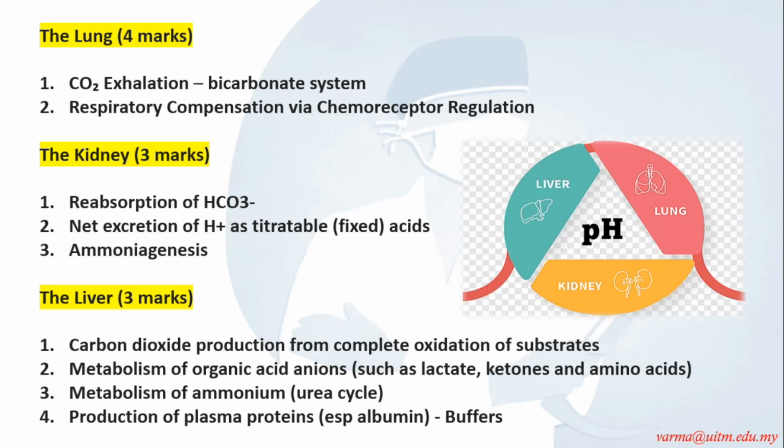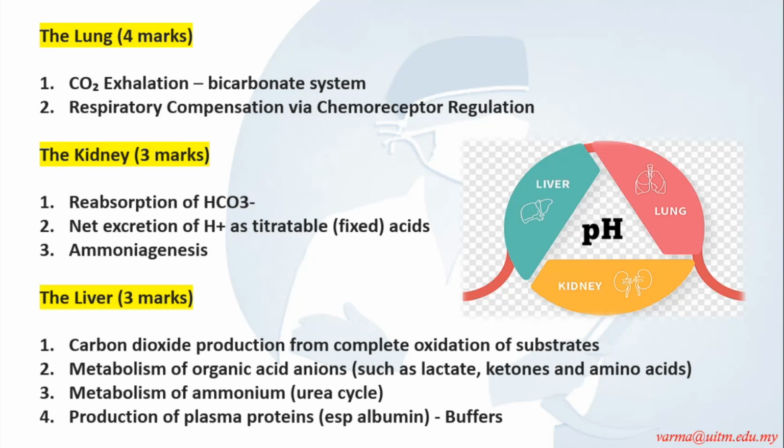Liver is a very highly metabolic organ, so a lot of metabolism goes on, and carbon dioxide is a byproduct of all that metabolism, especially oxidative metabolism. So a lot of carbon dioxide is produced, contributing to the carbon dioxide store in your body, which can become carbonic acid and become hydrogen ion as well. And then metabolism of organic acid ions.